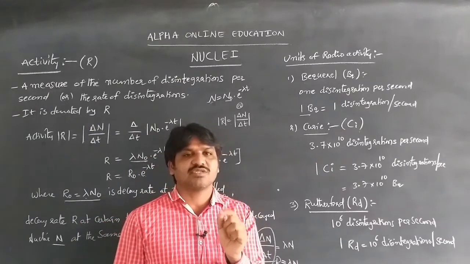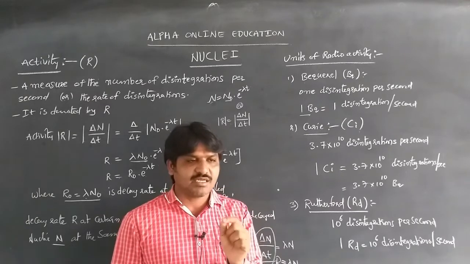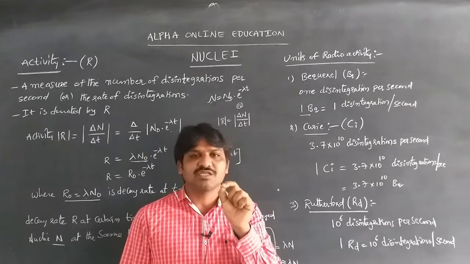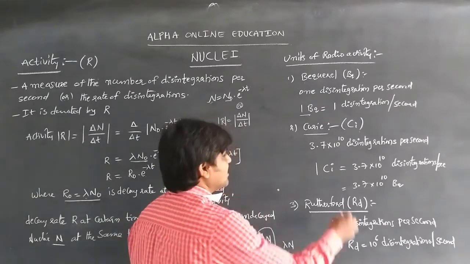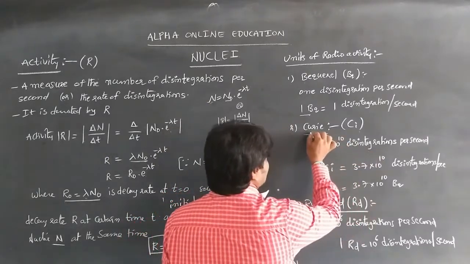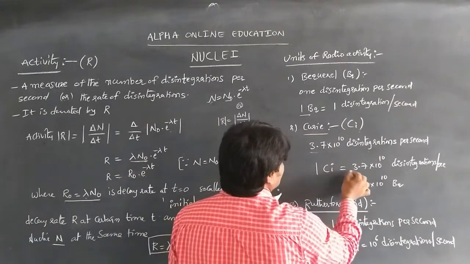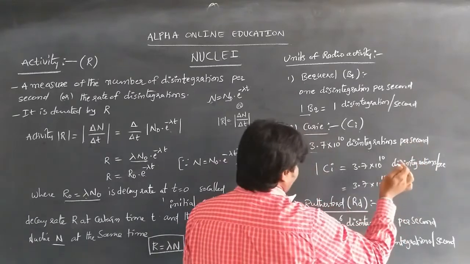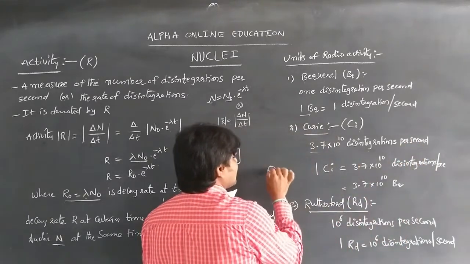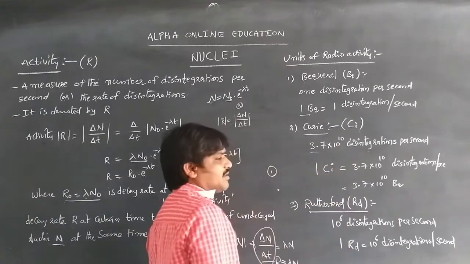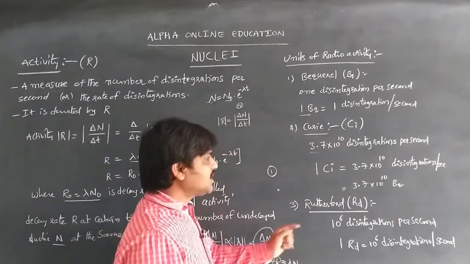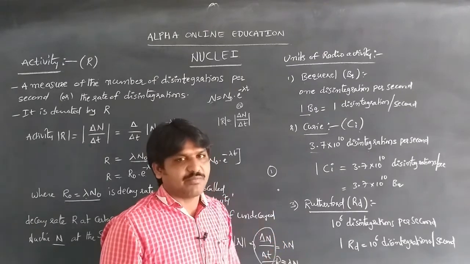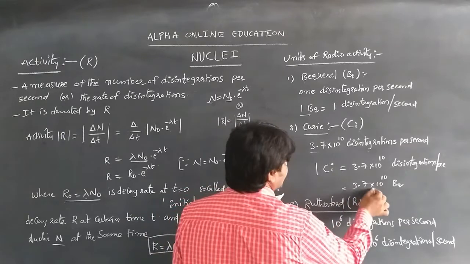The unit of a radioactive substance is called 1 Curie when 3.7 × 10^10 disintegrations per second happen. Means 1 Curie is equal to 3.7 × 10^10 disintegrations per second. In 1 second, 3.7 × 10^10 disintegrations have to happen. Only then can we say that 1 Curie of radioactivity has happened. So that is 3.7 × 10^10 becquerel.